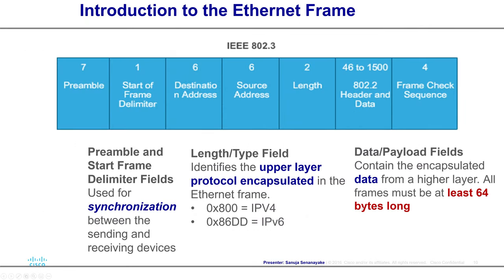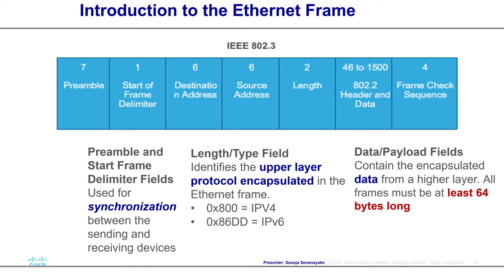Introduction to the Ethernet frame. Remember, previously we just went over this. We have the preamble, start of the frame delimiter, the destination address, the source address, the length, the 802.2 header and data, sometimes called payload, and we have the frame check sequence. The preamble and the start frame delimiter fields are used for synchronization between the sending and receiving devices. So when you send a packet, that preamble makes sure that the synchronization is properly done between that packet and the device that is receiving or sending it, as well as the other packets on the network. The length and type field identifies the upper layer protocol encapsulated in the Ethernet frame.